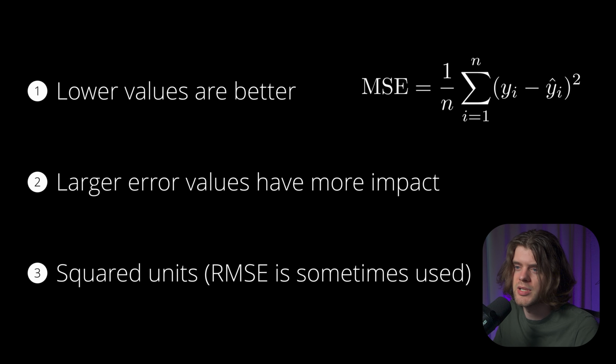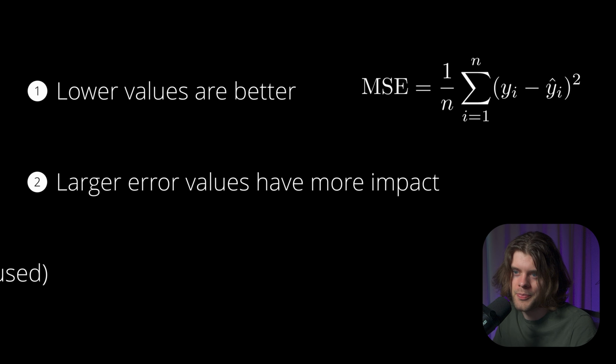And lastly, MSE is in squared units. So for example, if you're predicting house prices in dollars, MSE is in square dollars. So sometimes for easier interpretation, you can use the square root together, making it RMSE, or root mean squared error.